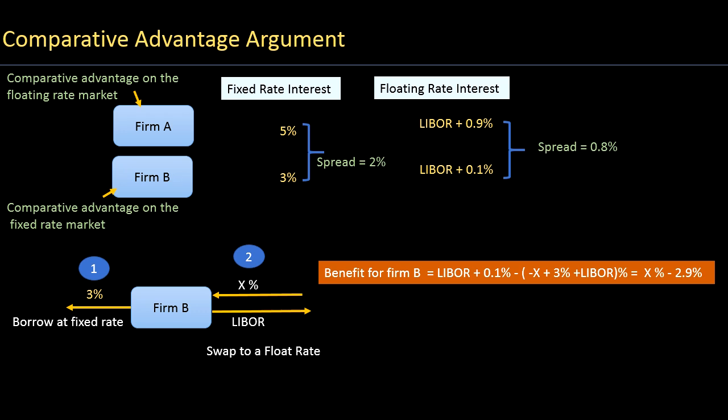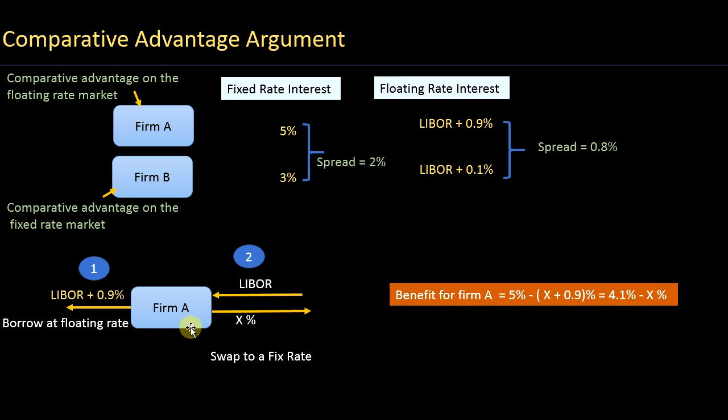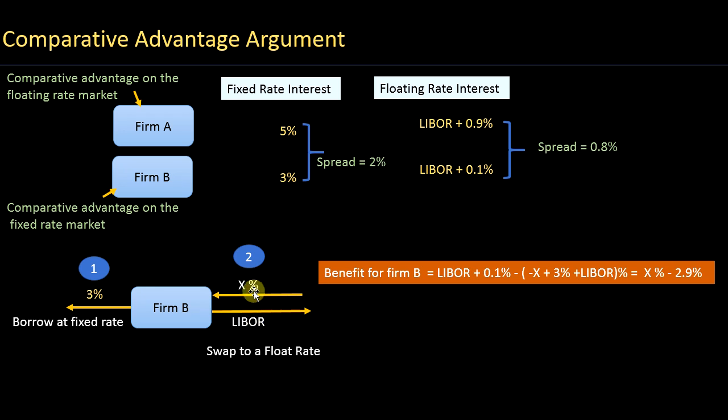So in other words, it's the same swap as this. Firm B is taking the opposite position. So that's the swap that firm B will be entering. Now, if firm B would have gone directly to the floating rate interest, firm B would have got LIBOR plus 0.1%. So that's what we are showing here, LIBOR plus 0.1%.